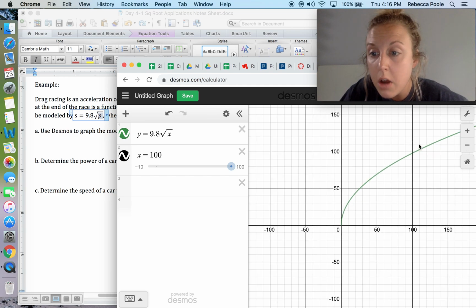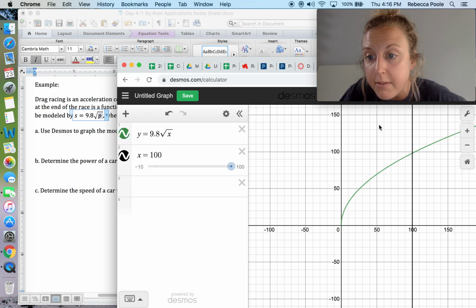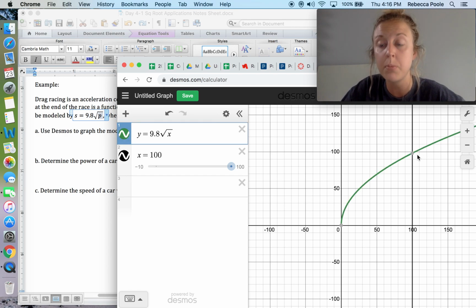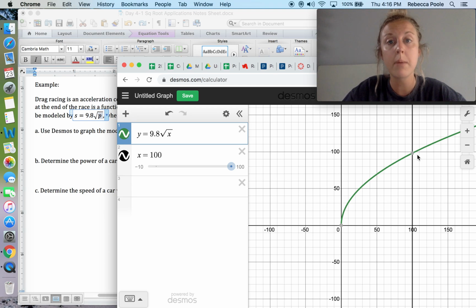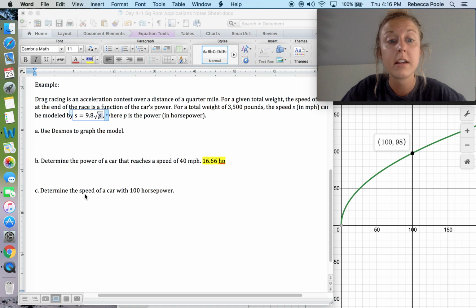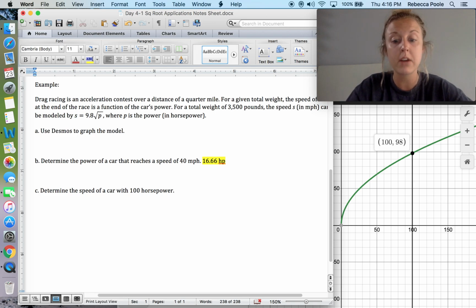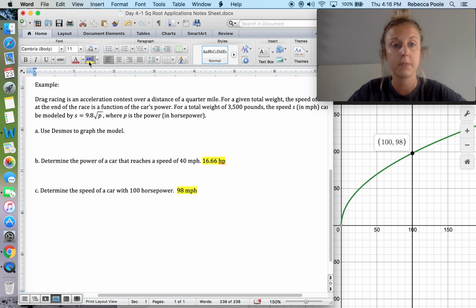Okay. So the intersection point, it looks like if you click anywhere on the graph, or near it, I guess. You have to click near it. Do you see how it pops up with the intersection point? So now I'm going to click on that point. And when the X value is 100, when the horsepower is 100, the Y value or the speed, because that's what it asked us for, right? The Y up here is 98. And we measured our speed in this problem in miles per hour. So that would be your answer.